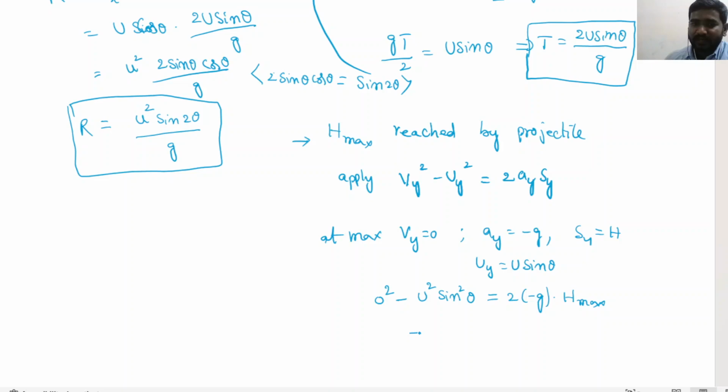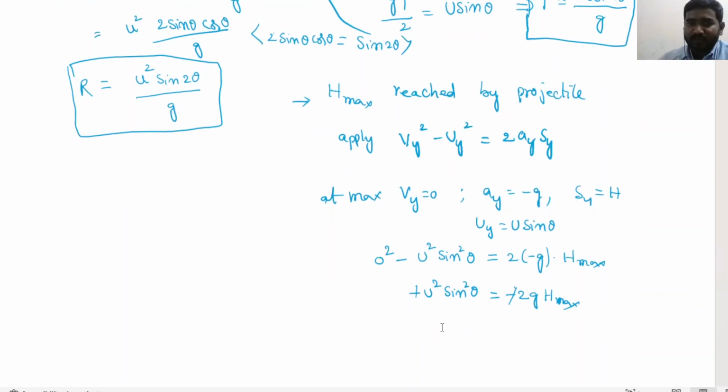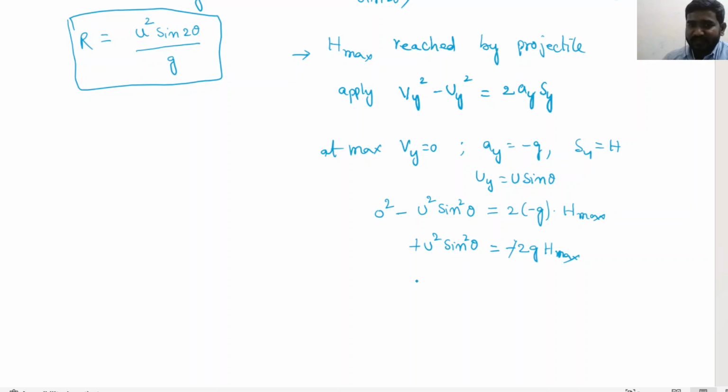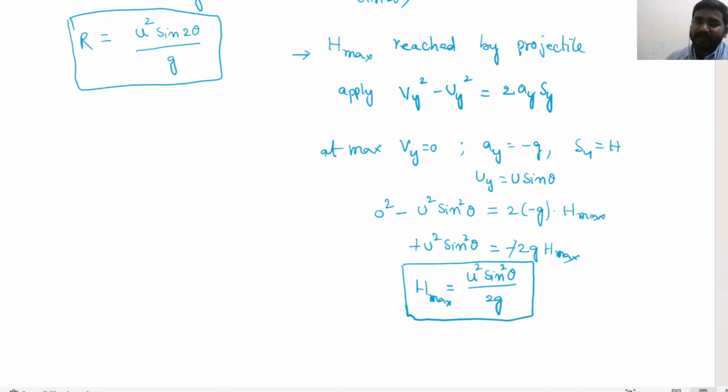Now, if you extend further, minus u square sin square theta must equal minus 2g times h maximum. Therefore, minus and minus cancel, so you got h max equal to u square sin square theta by 2g. So it is the maximum height reached by the projectile. Okay, copy this one. Maximum height reached by the projectile.